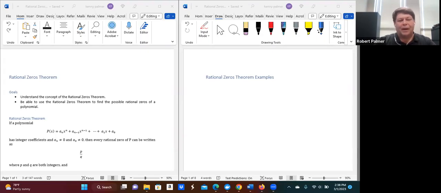Hello, everyone. Welcome back. So today we want to learn about what's called the rational zeros theorem and what it does for us. So I want to understand the concepts of it. We'll explain that, and then understand how we can use this theorem to find the possible rational zeros of a polynomial. Before we even get into that, let's review what a rational number is.